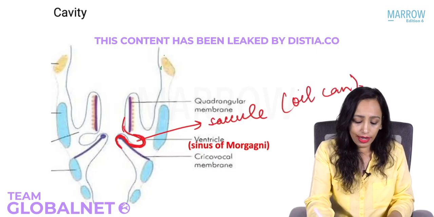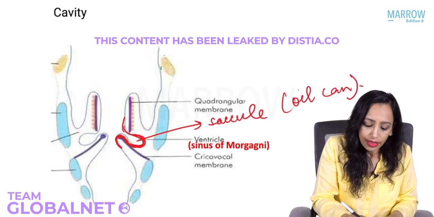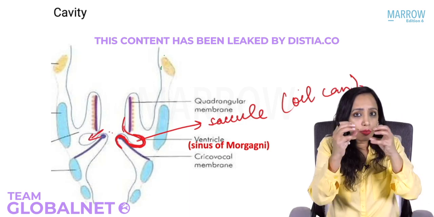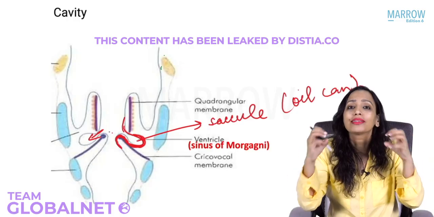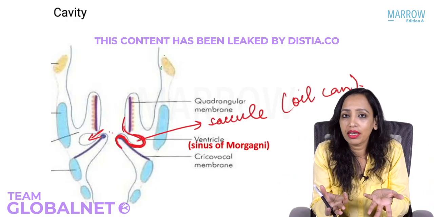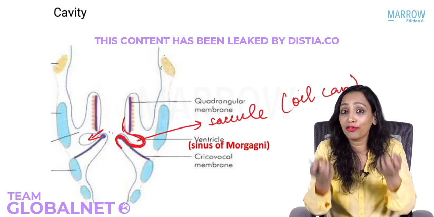Oil can of the larynx, and this ventricle, this part, leads to the saccule. So this is the opening which leads to the saccule. This is known as sinus of Morgagni of the larynx. Tell me, that reminds me of sinus of Morgagni of the pharynx.